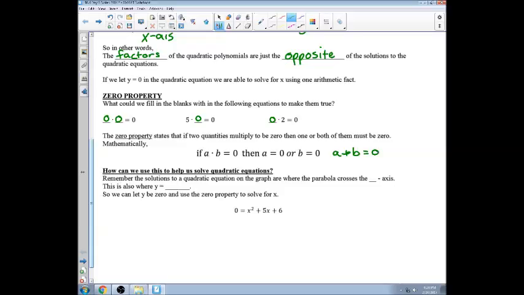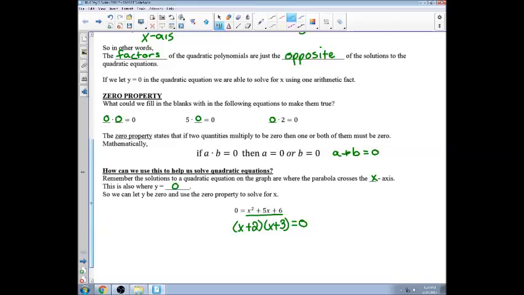Remember, the solutions to quadratic equations on the graph are where the parabola crosses the x-axis. The parabola is just a fancy name for the graph. This is also where y equals 0. So we can let y be 0 and use the zero product property to solve for x. How we're going to do that is we're going to keep 0 out front. Well, I actually want to put 0 behind. When I usually do this, I'm going to go ahead and factor this. So I would get x plus 2 times x plus 3, and then I'll set that equal to 0. So I kind of flipped my original equation a little bit.